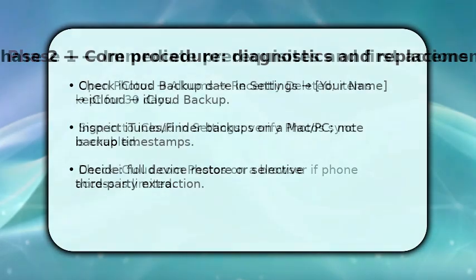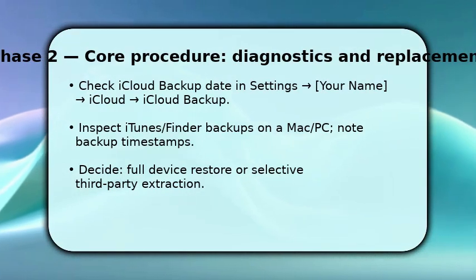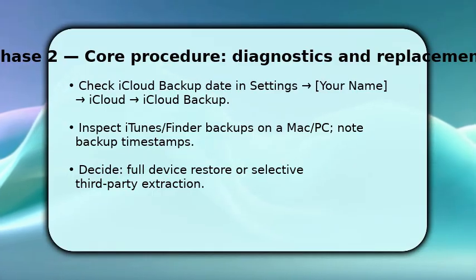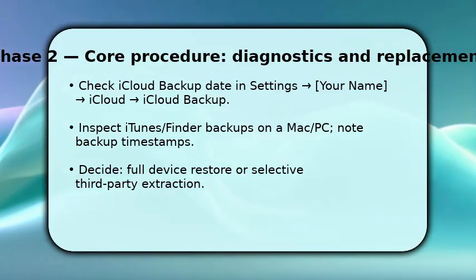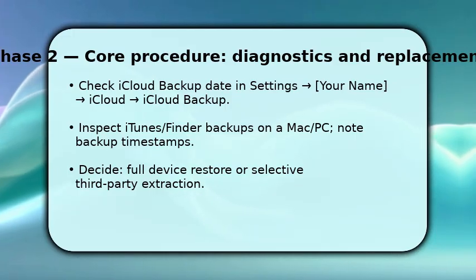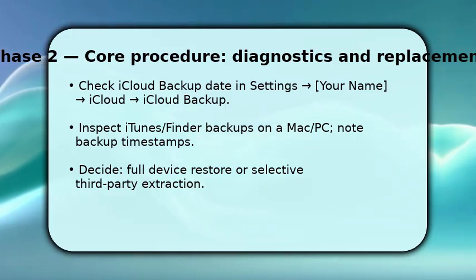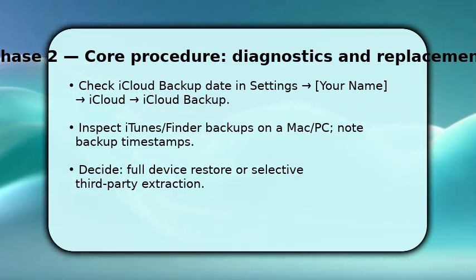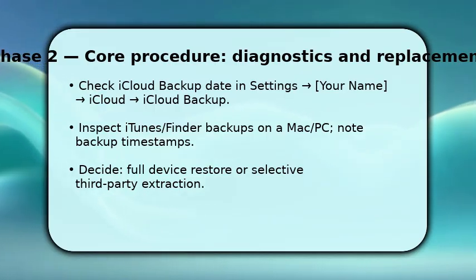You now move to Backups. Determine which backup likely contains the deleted photo. In Settings, view iCloud Backup Date. On a computer, inspect iTunes or Finder backups and their timestamps. If the backup predates deletion, you can restore the entire device. Be aware this replaces current data, so backup first.